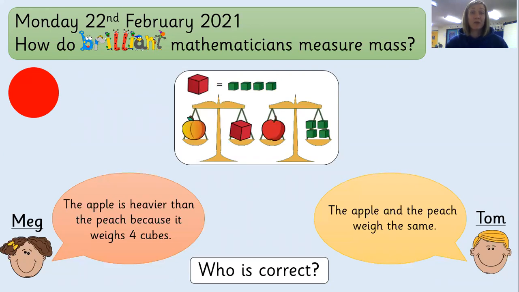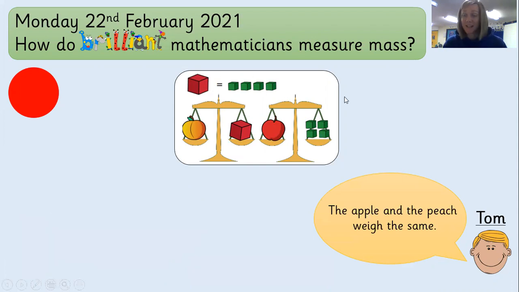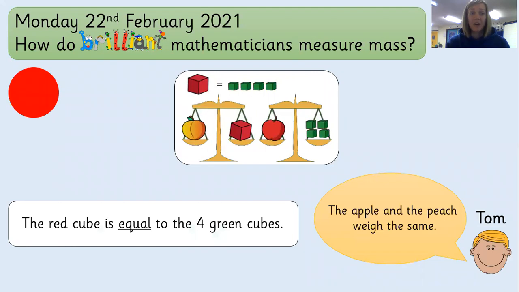And if you had a go at the red challenge, you needed to spot this secret key at the top here, because Tom is the one that is correct. The apple and the peach weigh the same because the red cube is equal to 4 green cubes. Can you see it at the top there? It's giving you a secret message. The cube here is equal to the 4 green cubes. So Tom is absolutely right. They would have weighed the same. So well done if you wrote a sentence explaining that secret key at the top.